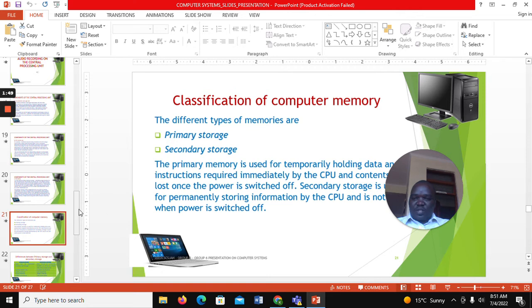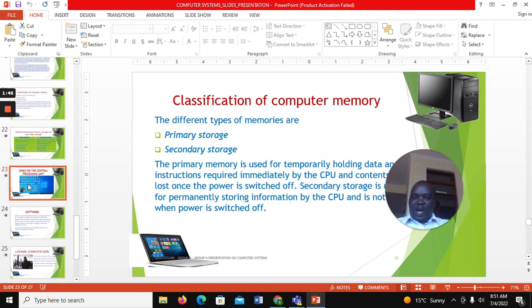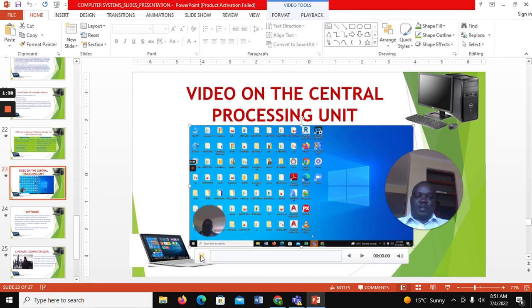Then we look also at the classification of computer memory. There we also have a video on the central processing unit which we have created. We can watch.